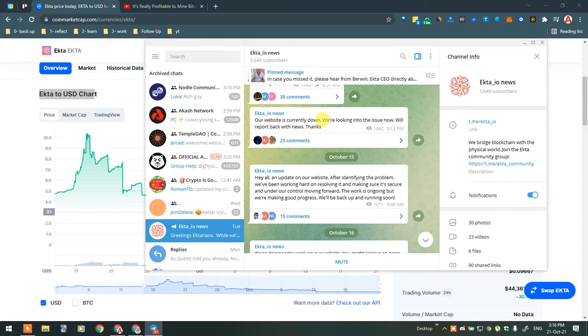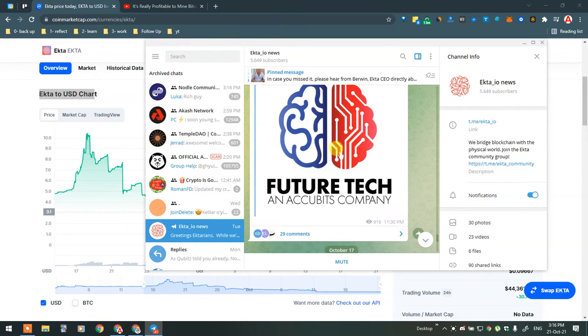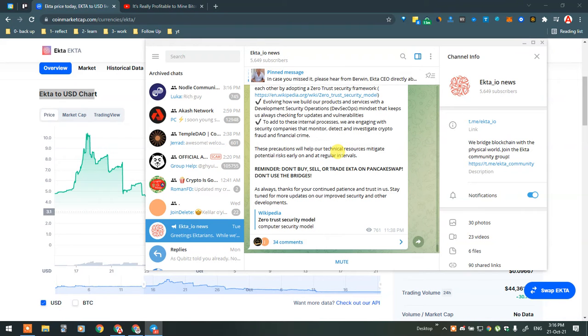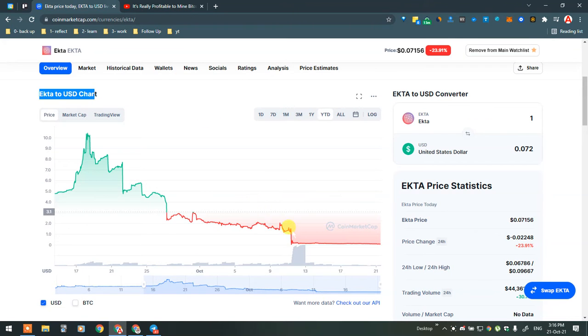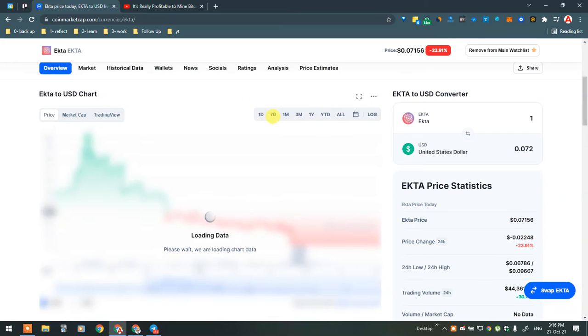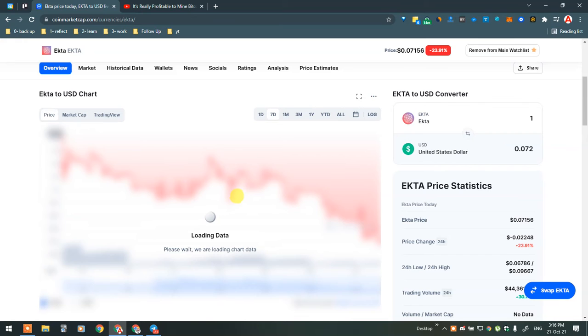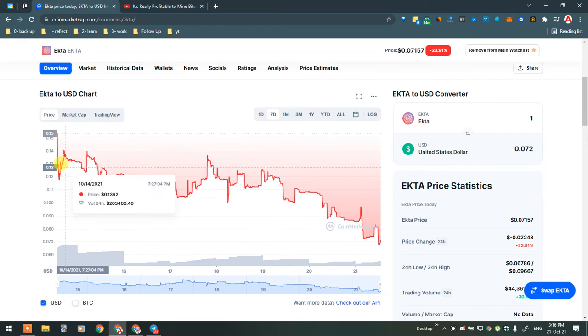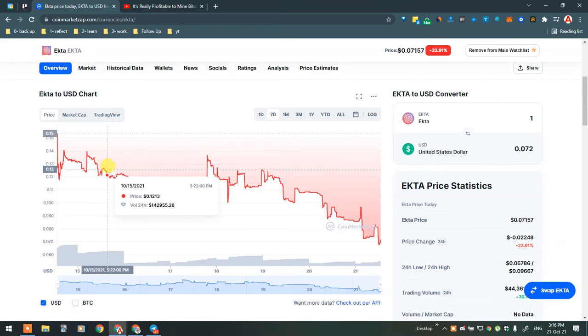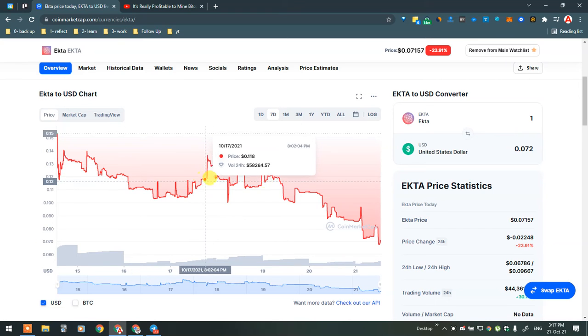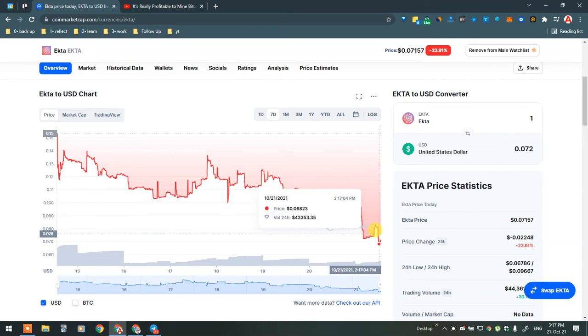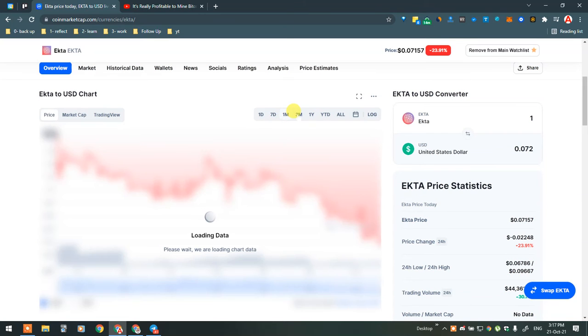But currently their website is down, and that's the reason why the price has been dropping and dropping. So if you have like $10, $20, I really suggest you follow the news on this one and buy it as soon as it is available. With $10 you can buy like 100 coins, something like this.